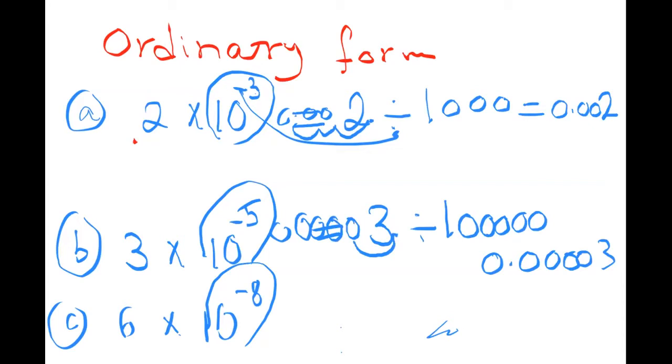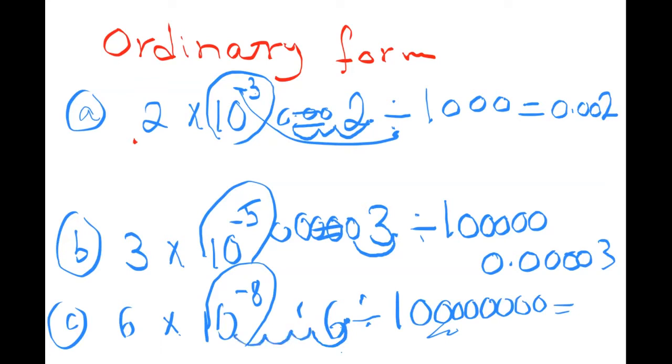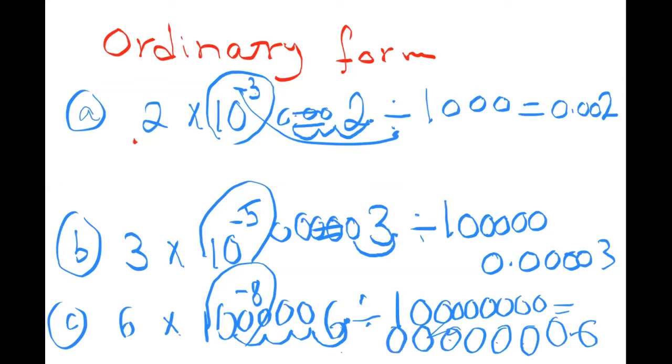I have this number. I can do it mentally, but I'm still explaining. So 6 divided, if I have a negative power, this means I have to divide. And I have 1 and 8 zeros, 1, 2, 3, 4, 5, 6, 7, and 8. Then I will place the decimal point here. Then I move it to the left 8 digits. So how many zeros I need? I have only 1 digit, so I have 7 zeros. So it will be like this.